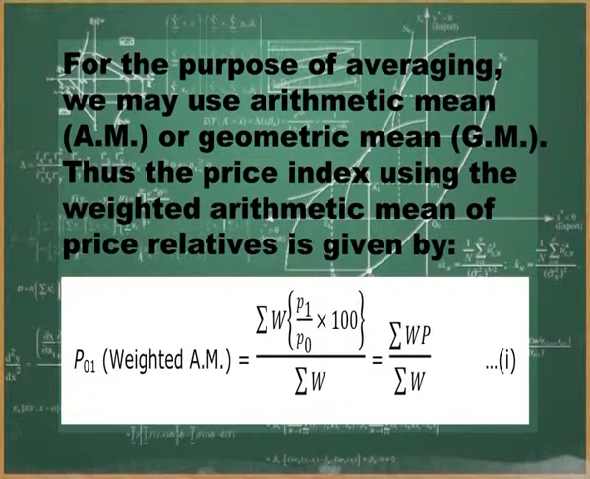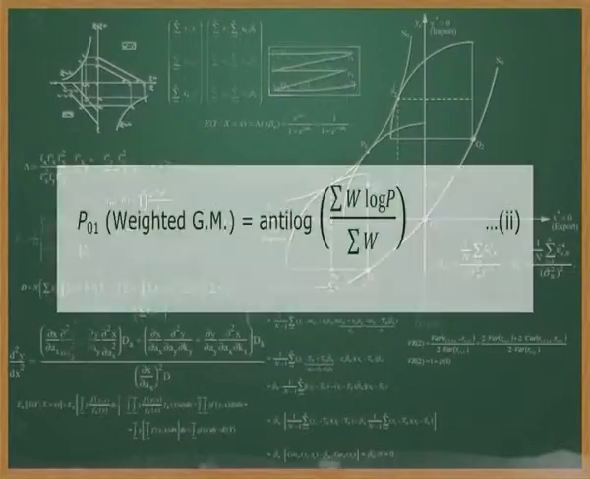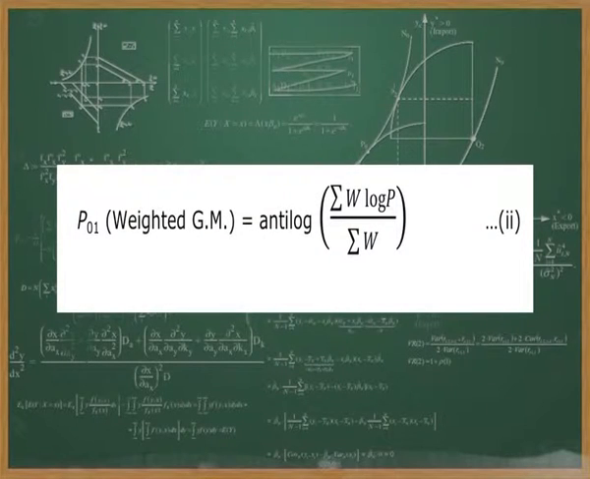So let's make this the first equation. Similarly, the price index using the weighted geometric mean of price relatives is given as P01 weighted geometric mean. This is equal to anti-log of sigma W log of P divided by sigma W. So let's make this equation number 2.